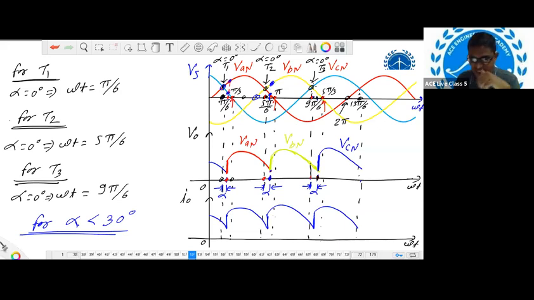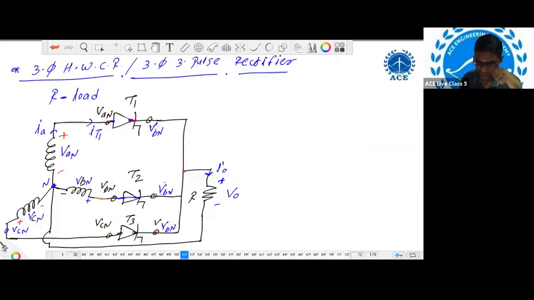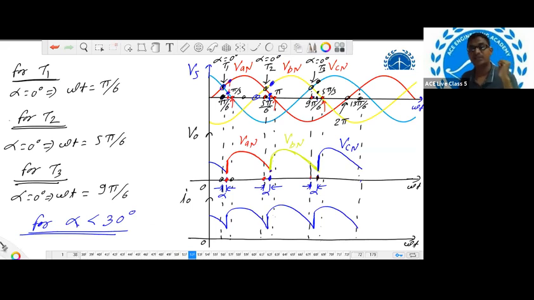At this instant, you can check VBN is this much, VCN is this much. At this instant, VCN is here, VBN is here. So VCN is greater than VBN, which means the anode voltage is greater than the cathode voltage. So thyristor T3 will be in forward bias mode. When T3 is in forward bias mode and we apply the gate signal to thyristor T3, definitely T3 will turn on.